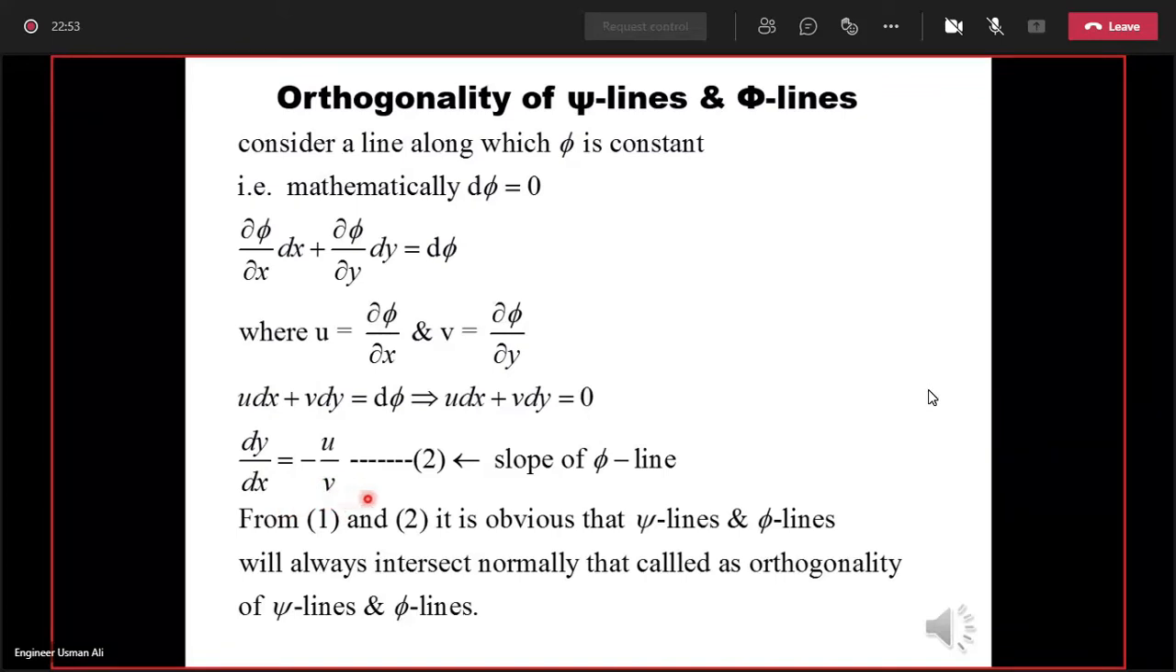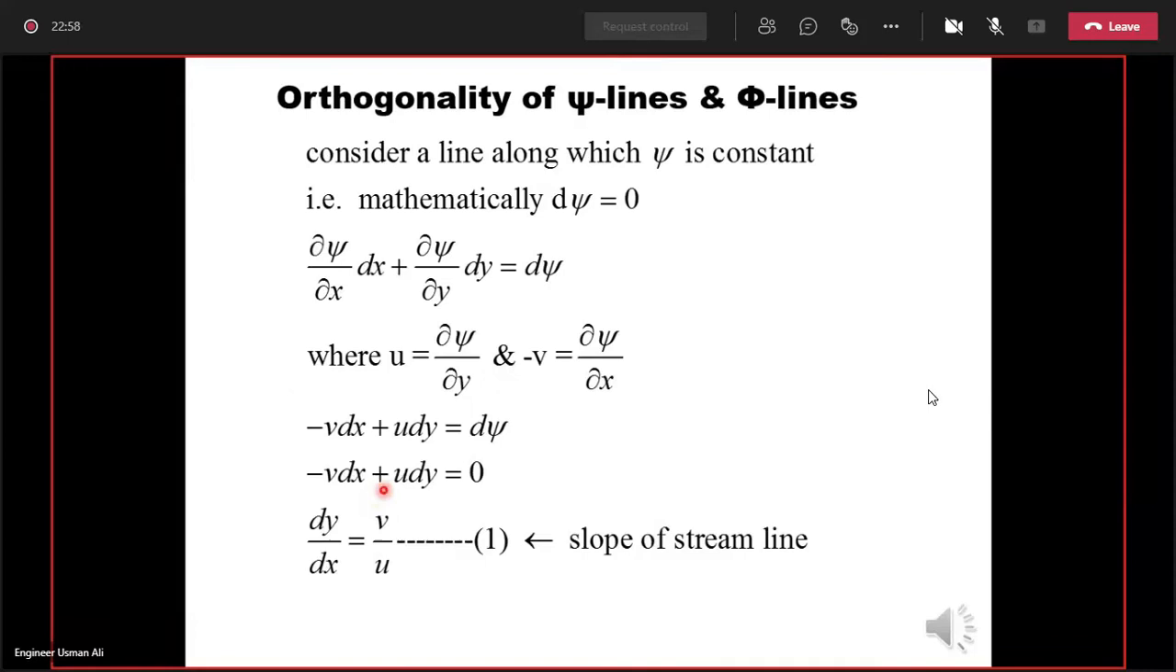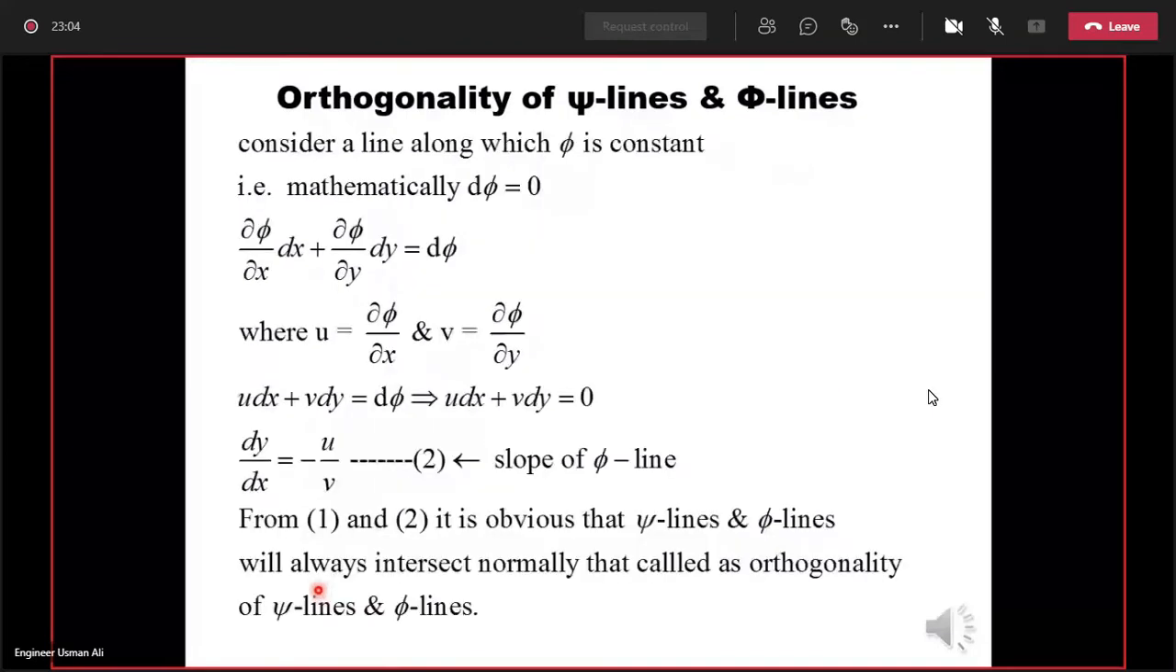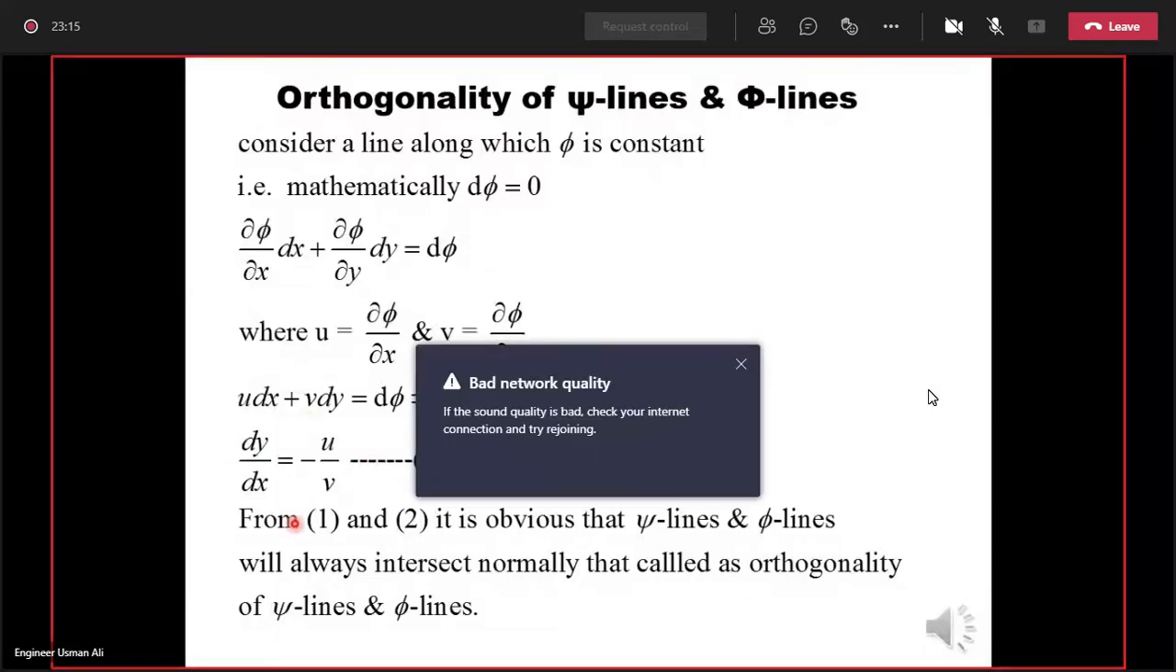So it means that equation 1, which is the slope of the streamline, and equation 2, which is the slope of the phi line. So from these two equations, we can conclude and prove it.